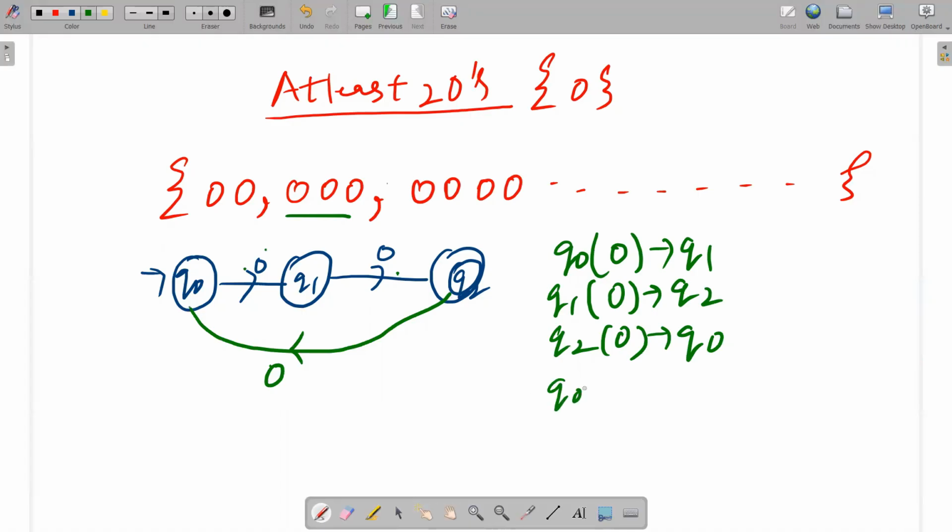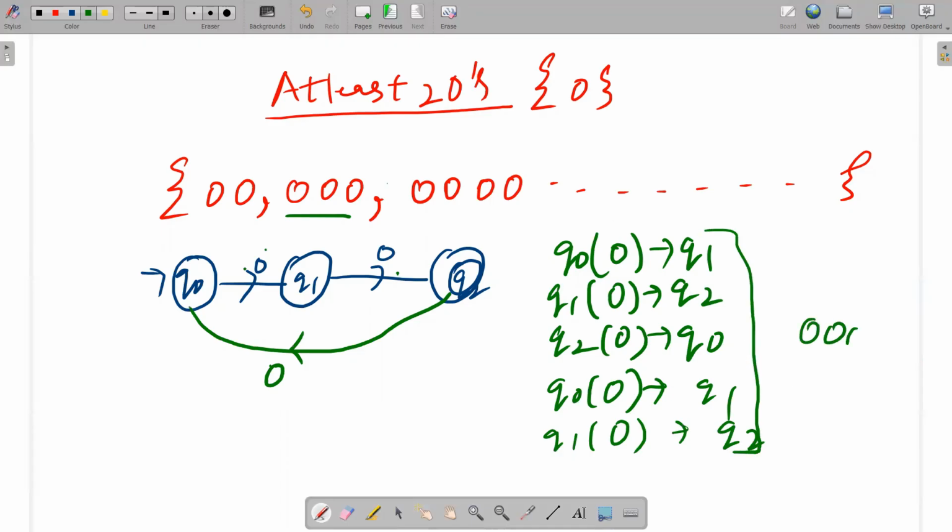So it means Q0 again when given 0, it goes to Q1. Q1 when given 0, it goes to Q2. So how many zeros I'm accepting? Minimum 3 zeros if I'm putting a loop from Q2 to Q0. 5 zeros actually. So 5 zeros, I want answer as 5 zeros, but I still want to accept 000, which is not accepted from this automata. So this is also wrong.